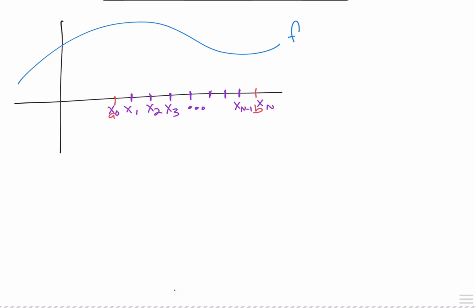So then the right-hand Riemann sum approximation. The only difference is that instead of starting at x sub 0, you're going to start at the next one, x sub 1. So if I go up here, and then the rectangle, you're going to go backwards. So it looks like this.